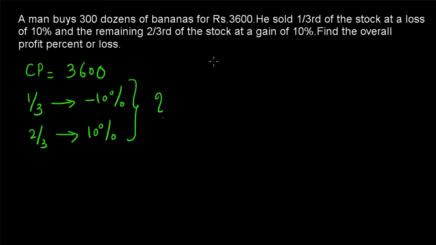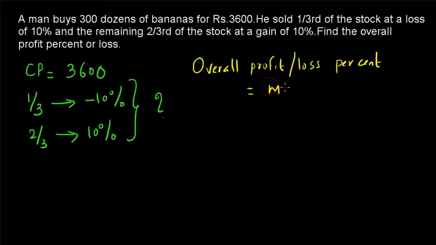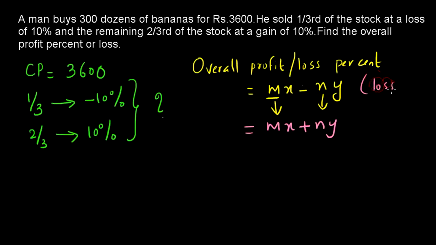So here we are having a shortcut formula. The overall profit or loss percentage will be given as M into X minus N into Y, where M is representing the part of the stock sold at X% profit and N is representing the part of the stock sold at Y% loss. If it is profit, you can just give plus MX plus NY. If it is loss, it will be MX minus NY. For the general formula we can just say it is equal to MX plus NY. If it is a loss, you have to put a minus. Here it is loss and here it is gain.